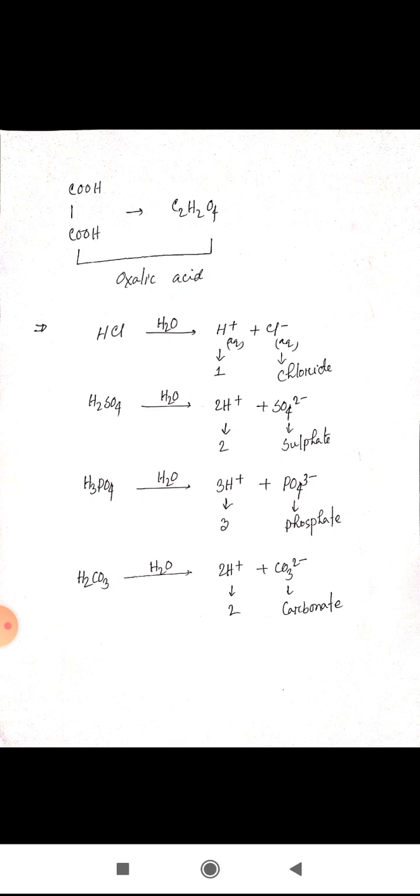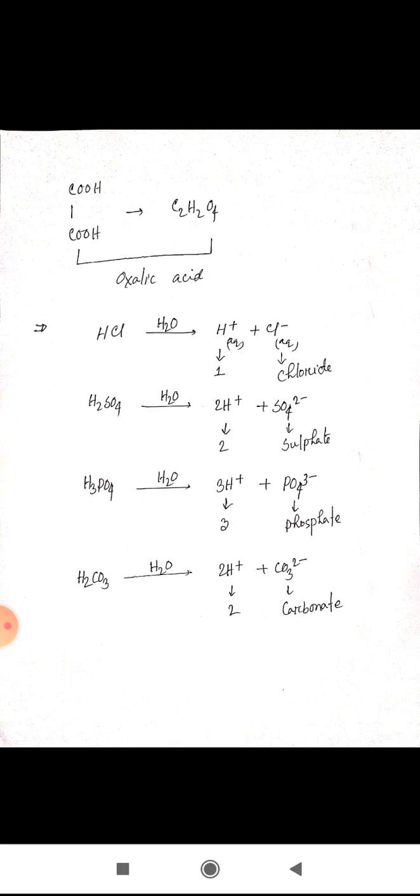So HCl, there is only one hydrogen atom in HCl, so it will dissociate only one hydrogen ion. For sulfuric acid, there are two hydrogens in sulfuric acid, so it will dissociate two hydrogen ions. For phosphoric acid, there are three hydrogen atoms in phosphoric acid, so it will dissociate 3H+. For carbonic acid, it will dissociate 2 hydrogen ions because it contains 2 hydrogen atoms.